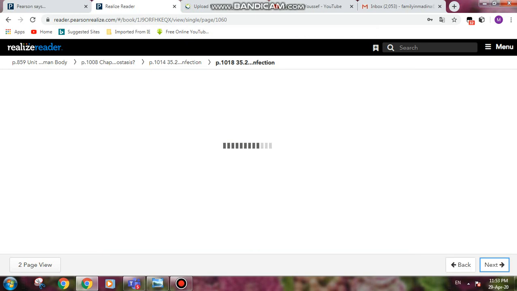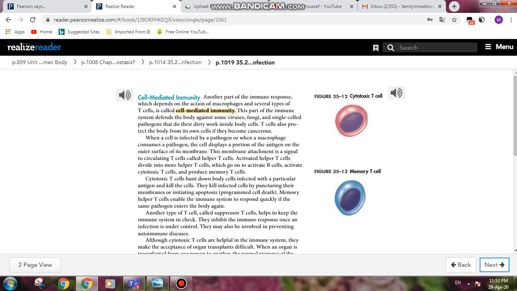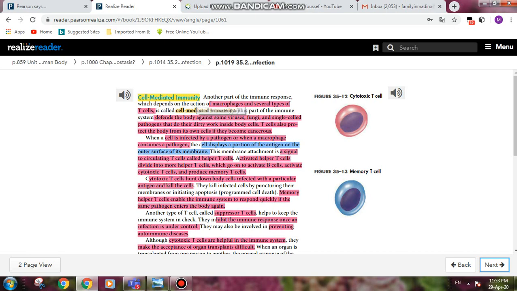Okay, we are going to speak about cell mediated immunity again, to summarize it. Cell mediated immunity is another part of the immune response. It depends upon macrophages and T cells, and we call it cell mediated immunity because, as I have mentioned before, it responds to the infected cells, not to antigens moving in the blood like the humoral immunity.